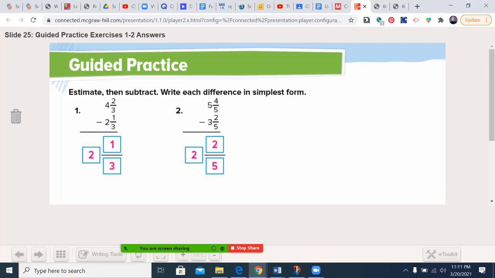2/3 minus 1/3 is 1/3. 4 minus 2 is 2. 4/5 minus 2/5 is 2/5. 5 minus 3 is 2. Neither of these need to be simplified, so these are pretty easy. Subtract your fractions and then subtract your whole numbers.